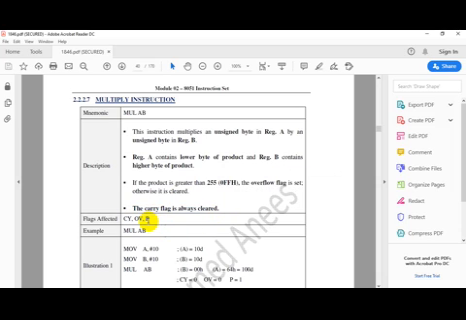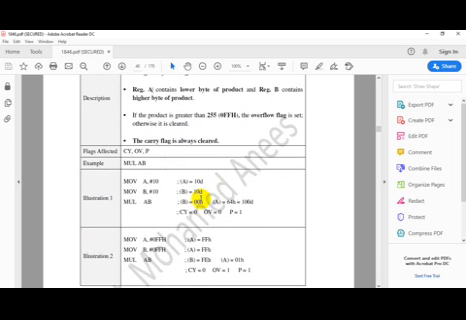Fine. The other flag which will be affected is the parity flag. So the parity flag will be affected based on the contents of register A. If it has an odd number of ones, it will be odd parity, and if it has an even number of ones, it will be even parity.